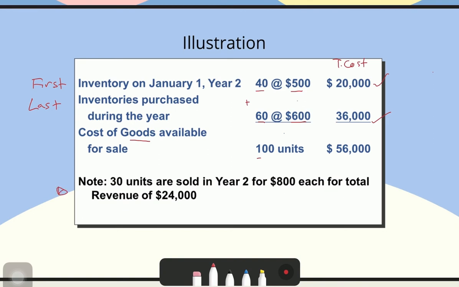So the question here: note that 30 units are sold in year 2, for 800 each, for a total revenue of 24,000. So dia ada 100 units tapi the company only managed to sell about 30 units saja terjual. That's why we times 30 with 800, the selling price. So it will give the revenue or the sales for the company of about 24,000.